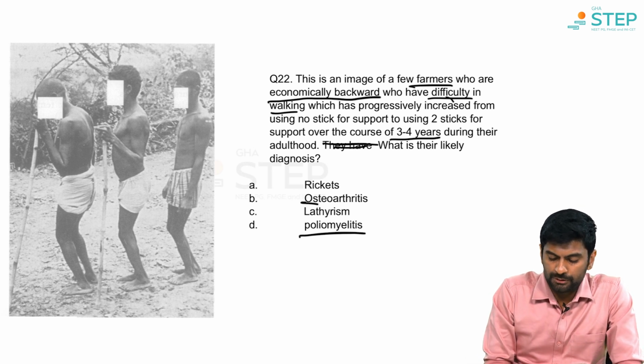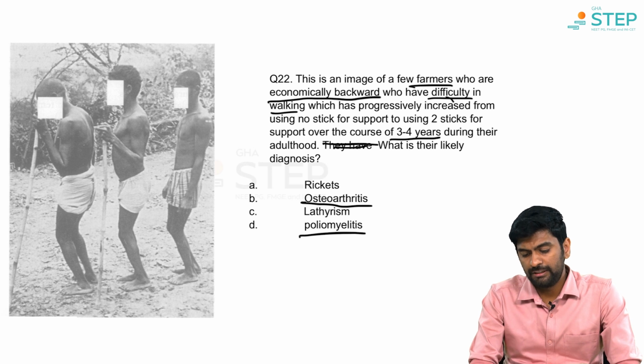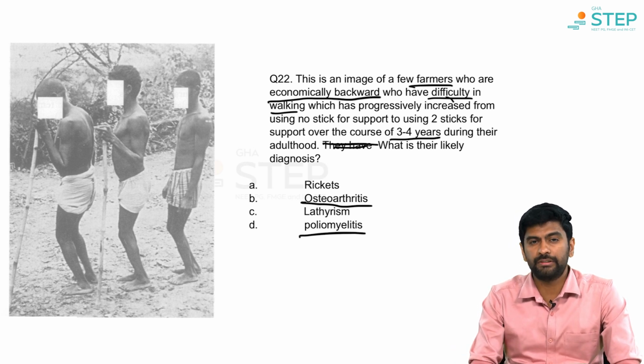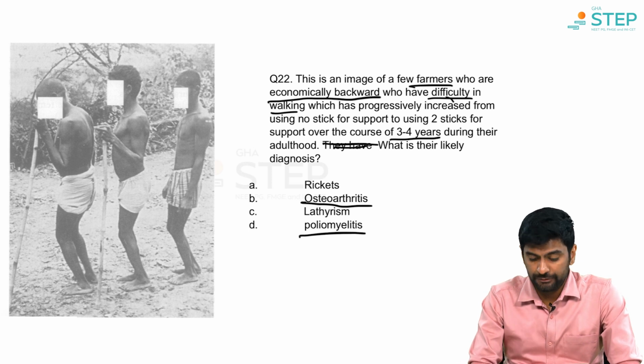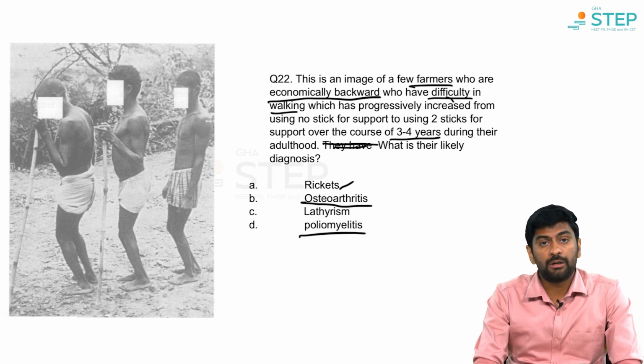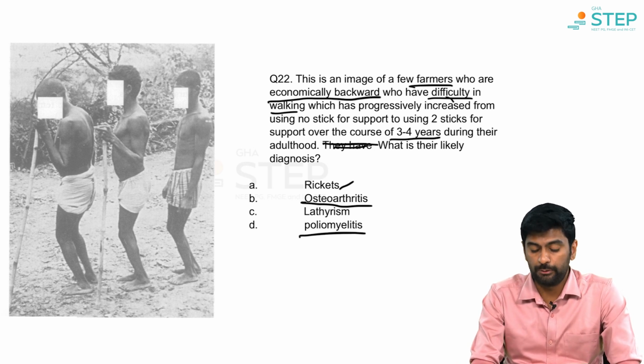And osteoarthritis is more so during the older age groups, wherein they would have some other specific symptoms, as in it progressively increases towards the end of the day. And in rickets as well, they would have other deformities that would also be seen, and rickets is specifically more so during childhood as well.